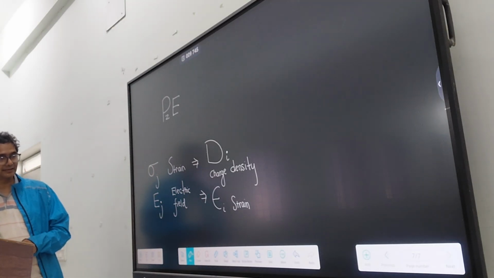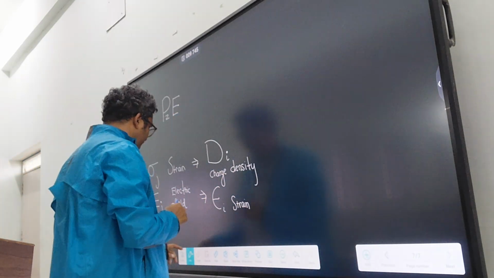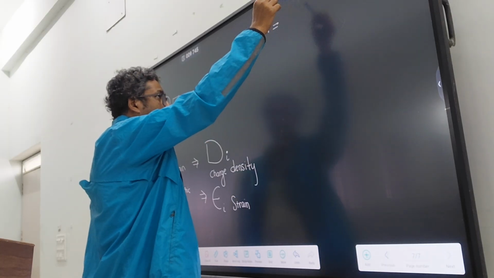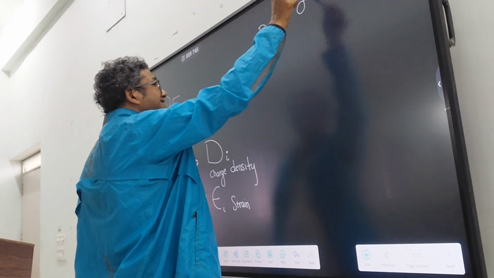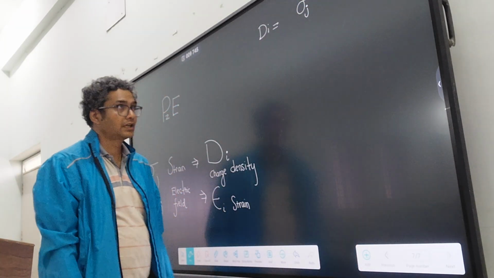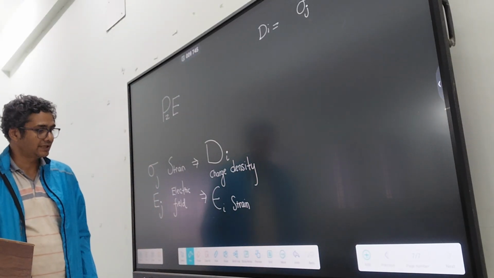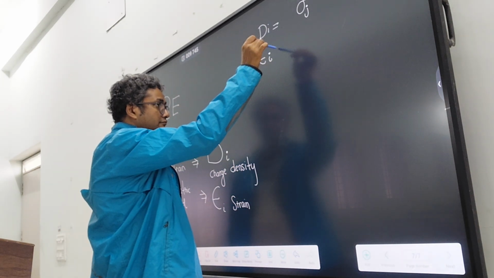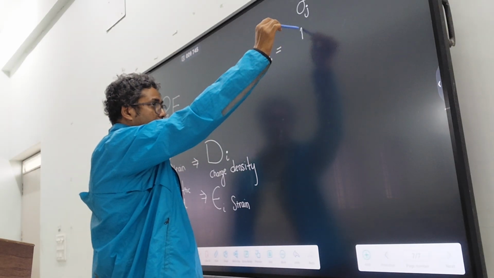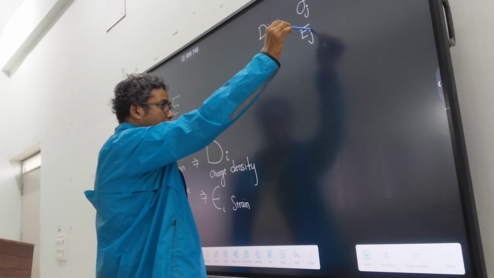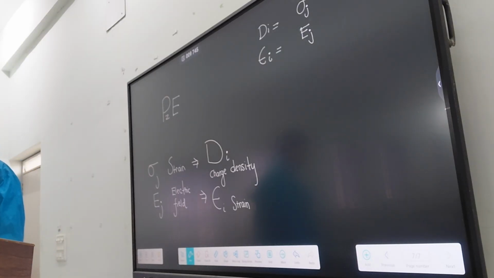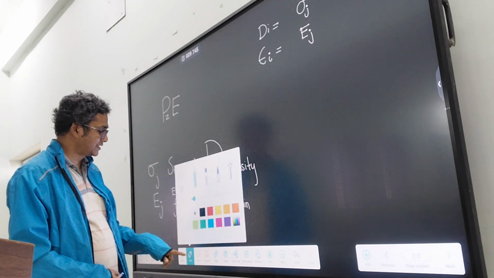So I can write it in an equation. D_i is equal to something into sigma_j, and the second is strain equal to something into E_k. In one, the electric field is creating strain, and in the other, stress is causing some charge. The interesting thing is what will go inside as a constant.